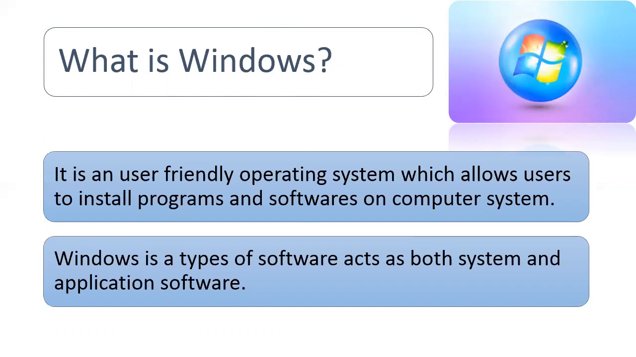What is a program? Basically, a program is a set of instructions. C++ and HTML are examples of programs. Software, what is software? Software is a set of interlinked programs. MS Office is an example of software.